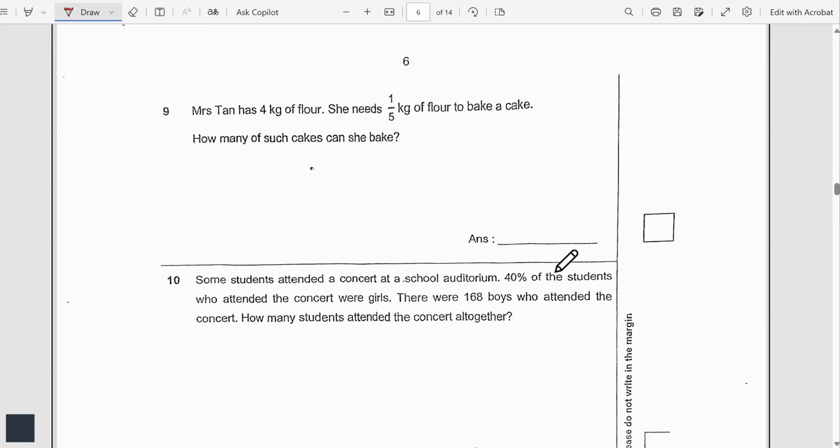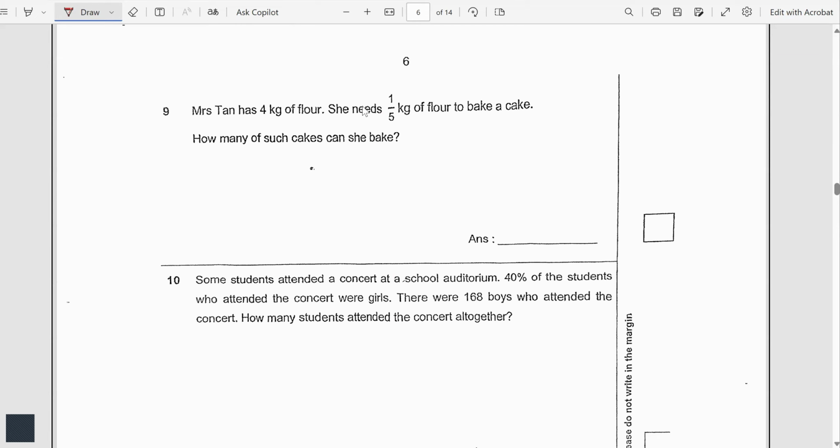Question 9. Mrs. Tan has 4 kg of flour. She needs 1/5 kg of flour to bake a cake. How many of such cakes can she bake? Okay, so this question is a bit harder than a normal question because of the fraction. Instead of a whole number, it gives a fraction, right? But we're going to do the same application. We're going to take the total, and since we know the amount for one cake, we'll take the total and divide by the amount for one cake in order to find the number of cakes she can bake.